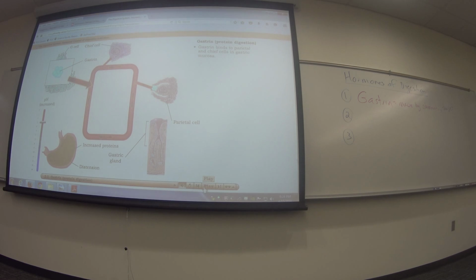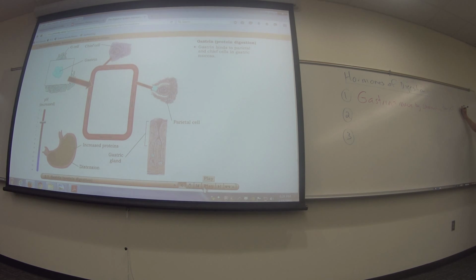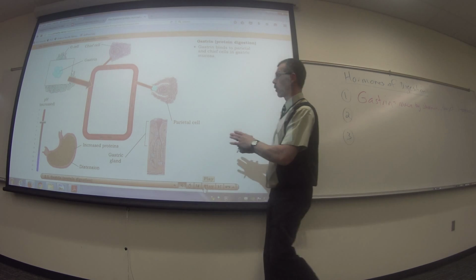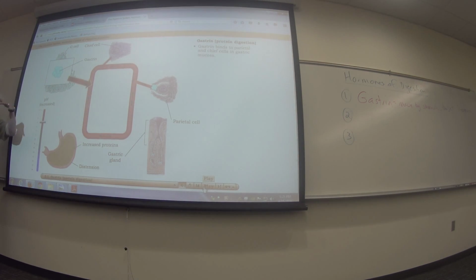So where are those parietal and chief cells? They're in the what? Small intestine? No. Where are they at? They're in the stomach. So it's a hormone made in the stomach and it targets its own cells. It's kind of bizarre. It goes from stomach to stomach, and because it's a hormone, we use the bloodstream. But I'm leaving the stomach and going right back to it. So gastrin's basically a stomach hormone. Let's figure out what it's for.